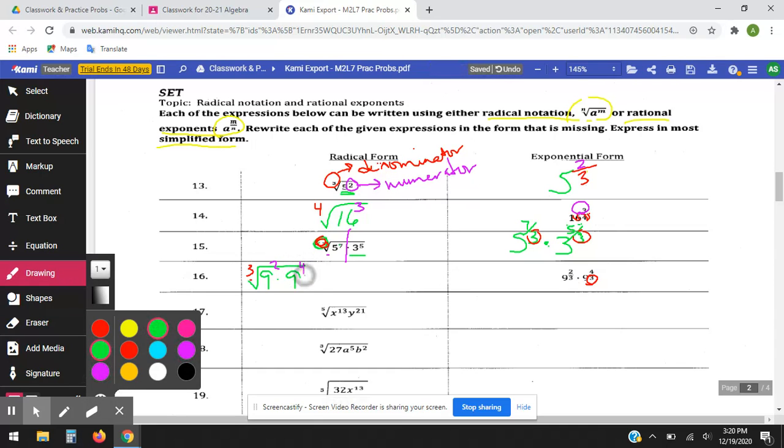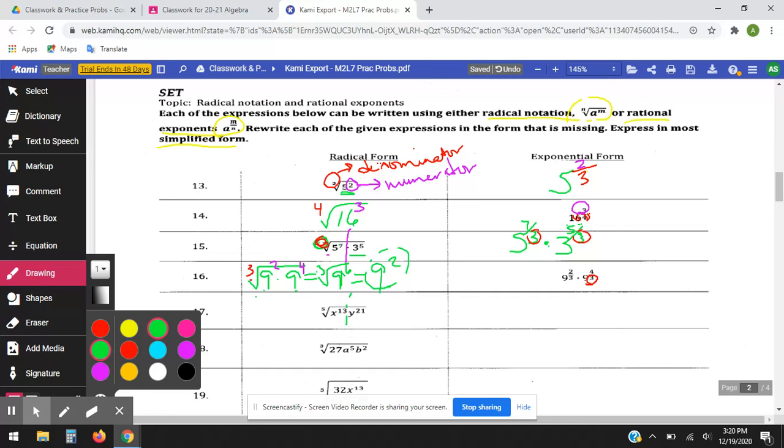Well, I can actually simplify this because they're both the same bases. So I can do cubed root of 9 to the 6th. When I multiply bases, I'm adding my exponents. Well, third root of 9 to the 6th, 6 divided by 3 is actually 2. So my final answer would be 9 squared. That would be completely simplified.